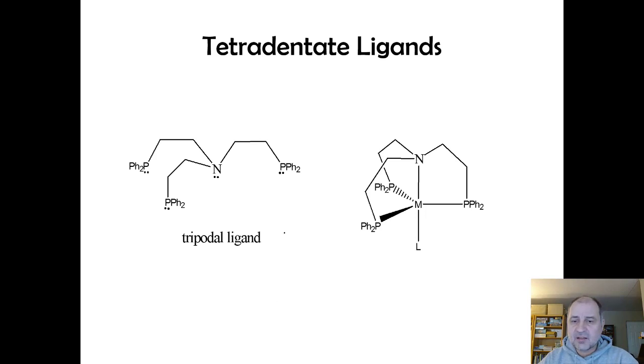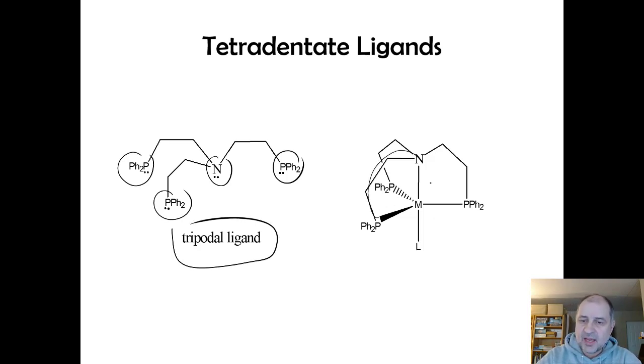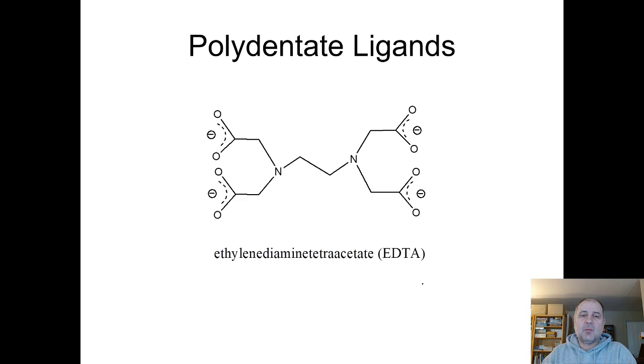We can have tetradentate ligands, so you just keep playing that game. You can tether 3 phosphine groups to a nitrogen, and so you can have all 4 points of attachment here. We call that a tripodal ligand, and that can also be a very useful ligand because it can protect one side of your catalyst and then leave a reactive side open. Now we'll get to catalysis at some point.